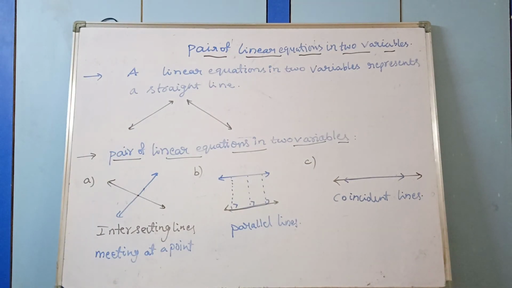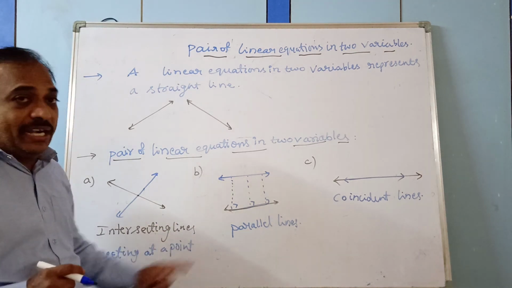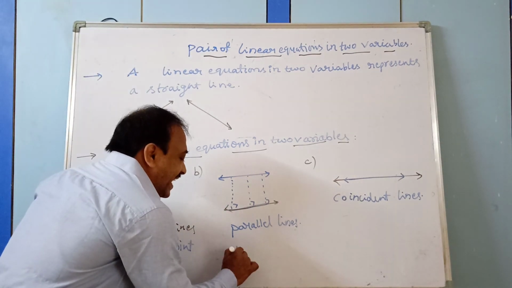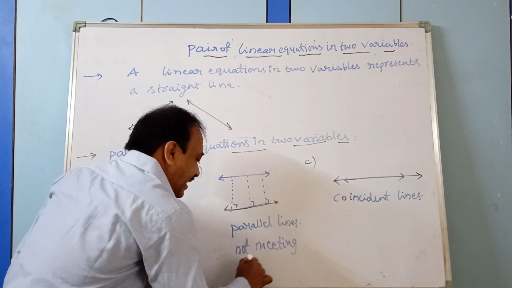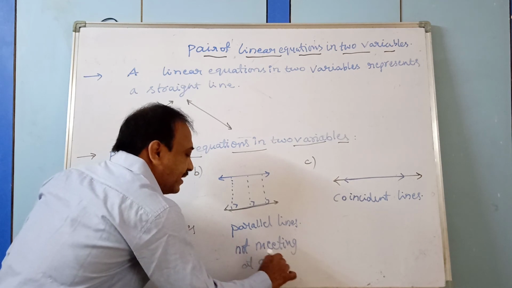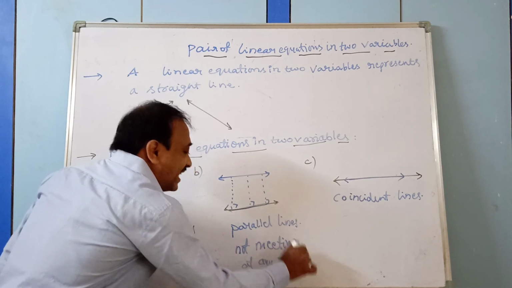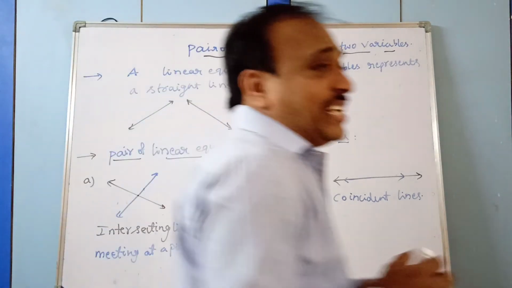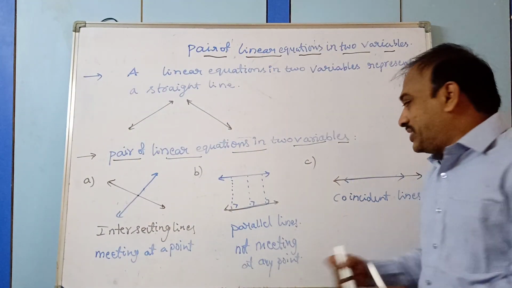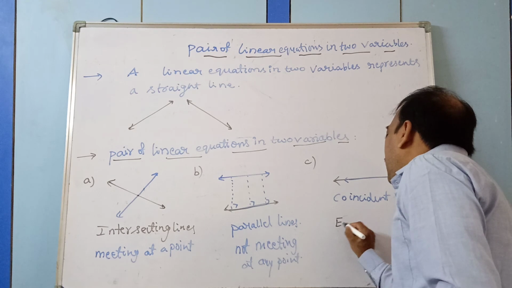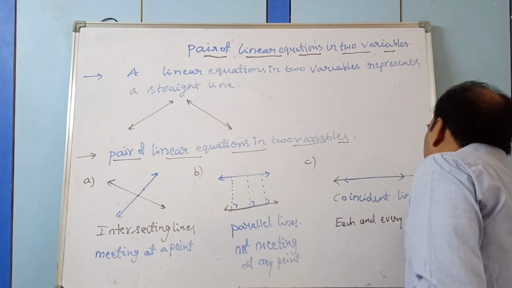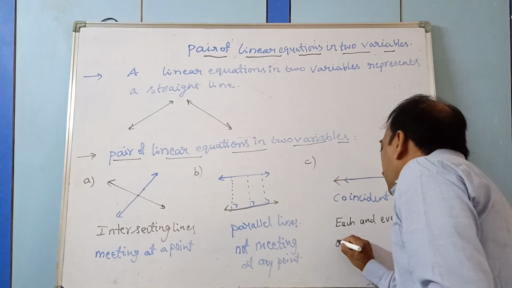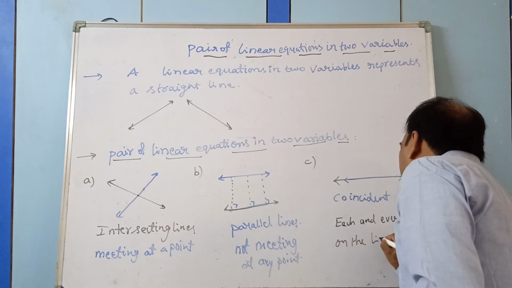So intersecting lines meet at a point, parallel lines do not meet at any point, whereas for coincident lines, each and every point on the line is common to both the lines.